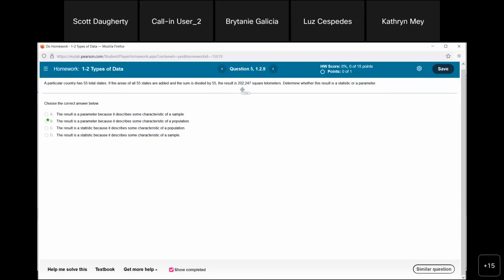It refers to information about the population. This is the average size of a state in this particular country, and it includes all the states, right? It's not a sample of the states, it's all of them. And that's why it makes it a parameter instead of a statistic.